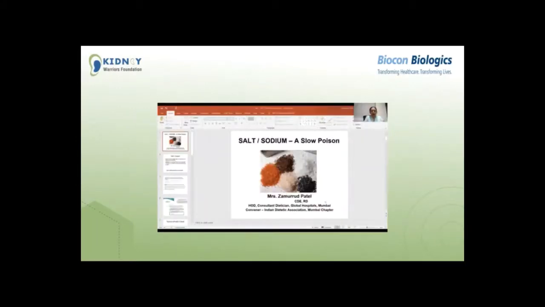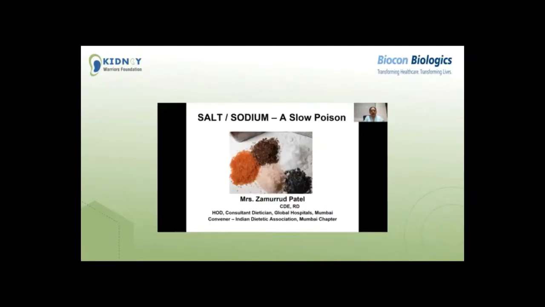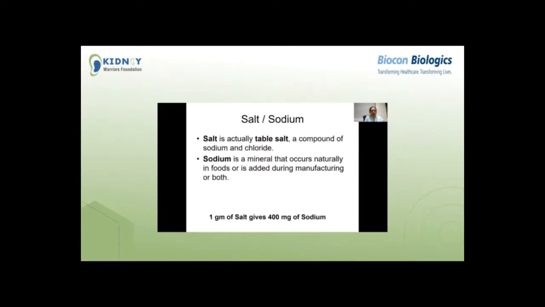Friends, today I will be talking to you on an important topic which is salt, or many people also talk today in terms of sodium. So this is known as a slow poison, and why is it known so? Because high intake of salt leads to high blood pressure, which leads to further many other diseases like heart disease, kidney disease. So actually the table salt that we use is sodium chloride, which gives you sodium plus chloride.